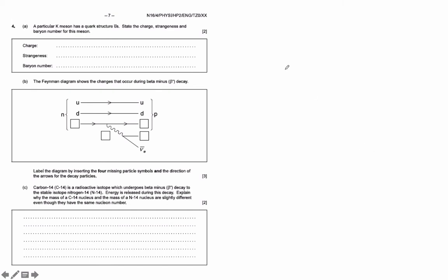A particular K meson has a quark structure anti-up strange. State the charge, strangeness, and baryon number.